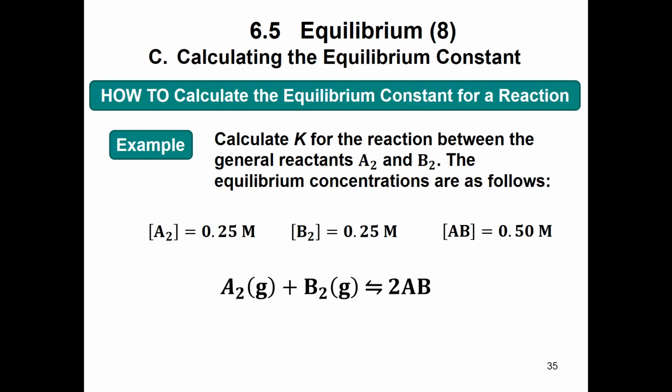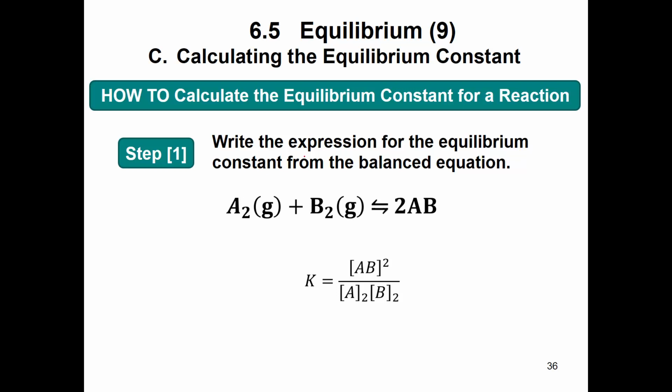So if we're going to calculate K for the reaction, then we have to know the concentrations for the reactions. And so we need the reactants and the products. So if we're going to calculate K for the reaction between A2 and B2, the equilibrium concentrations are as follows. All right, so A2 is 0.25 molar, B2 is 0.25 molar, and then AB is 0.5 molar.